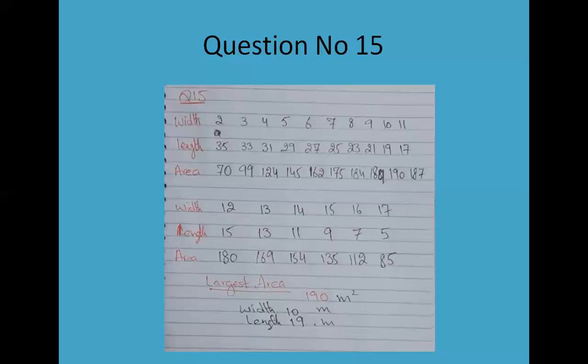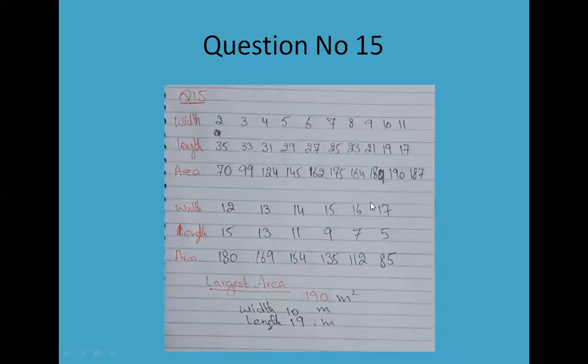12 panels on one side, 12 panels on the other side, 24 panels. So 39 minus 24 will be 15. 12 multiplied by 15 and you get the area, that will be 180. In the same way, you can do all these possibilities.